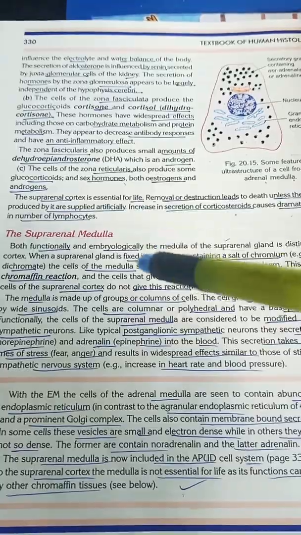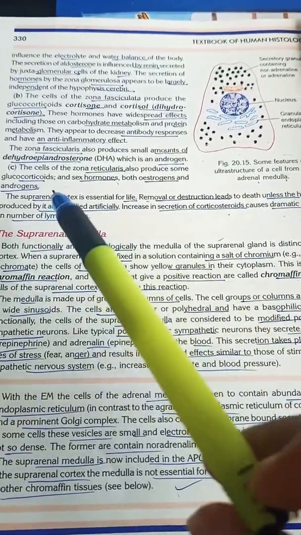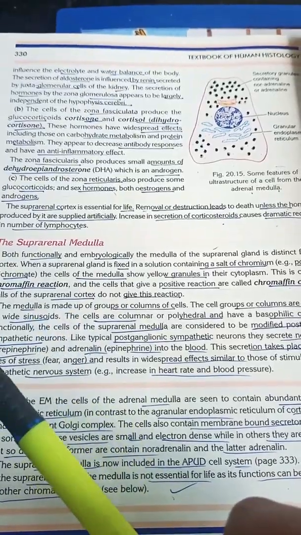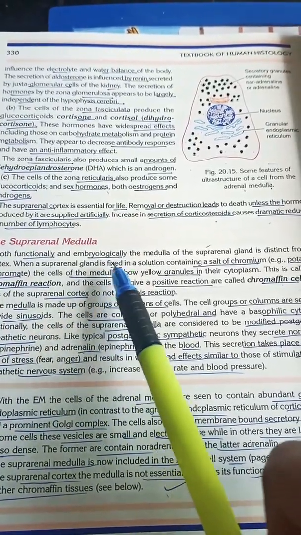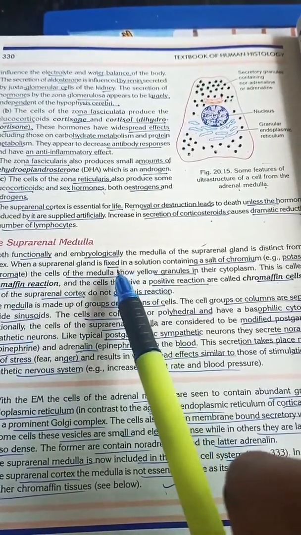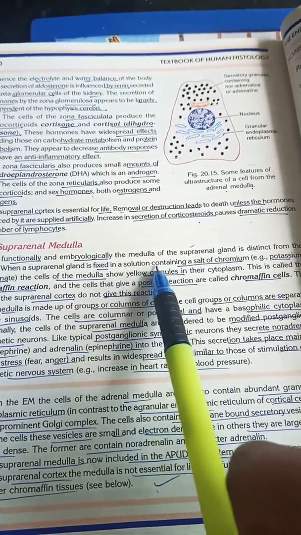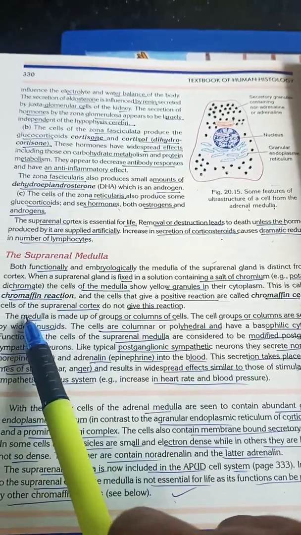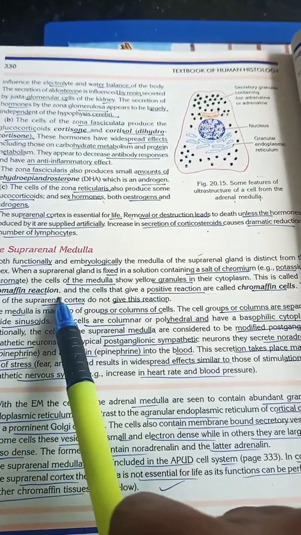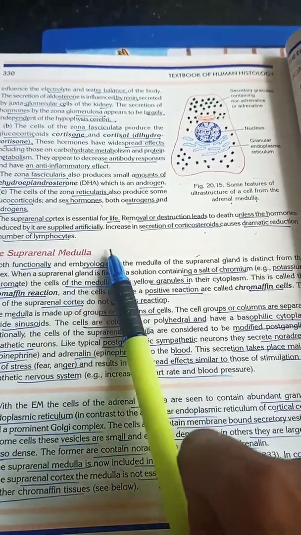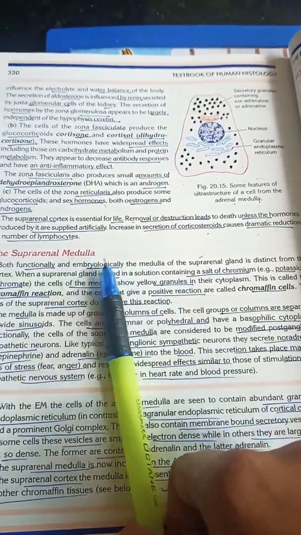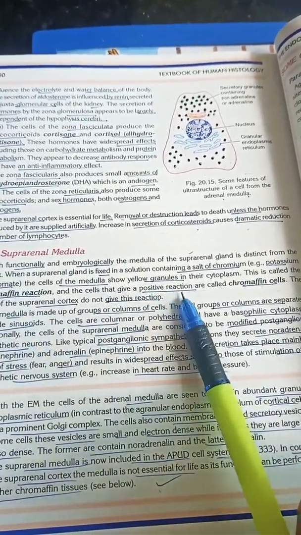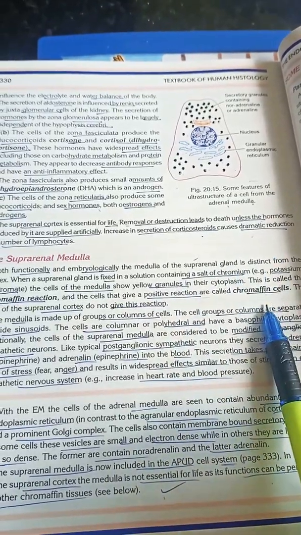Now let us go into the deeper structure, the medulla. Functionally and embryologically, the medulla is distinct from the cortex. If the gland is fixed in a solution containing a salt of chromium, for example potassium dichromate, then the cells of the medulla show yellow granules. What is that called? That is known as the chromaffin reaction. The cells give a positive reaction, and these are called chromaffin cells.